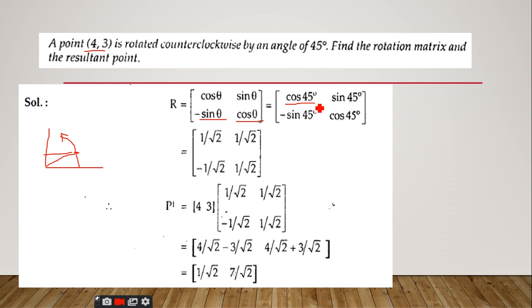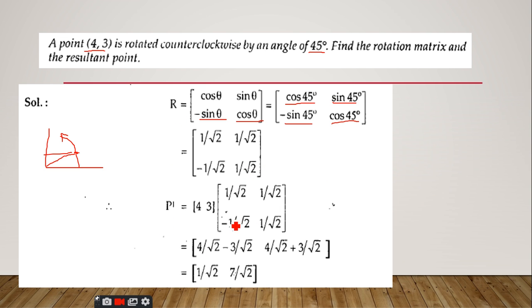Now cos 45 minus sin 45, that is, theta is nothing but 45 degrees, then minus sin 45 and cos 45. When we find cos 45, it is 1 by root 2, then 1 by root 2 minus 1 by root 2, 1 by root 2. Now we have to find the P dash.